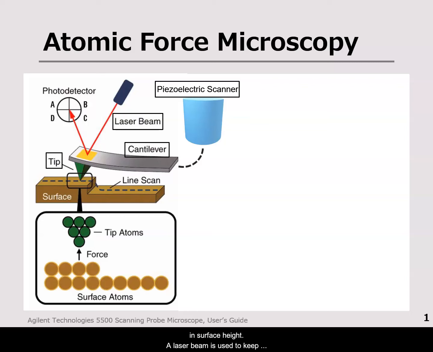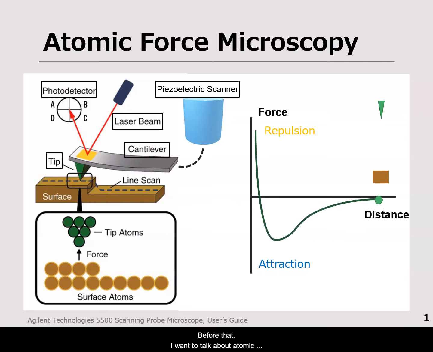A laser beam is used to keep track of the bending of the cantilever and is reflected into a photodetector. There is a feedback loop between photodetector and piezoelectric scanner, which tries to keep the motion of the cantilever unchanged. Surface morphology is obtained based on how much the piezoelectric scanner responds to the change of beam position in photodetector. This feedback mechanism will be explained later. Before that, I want to talk about atomic force.